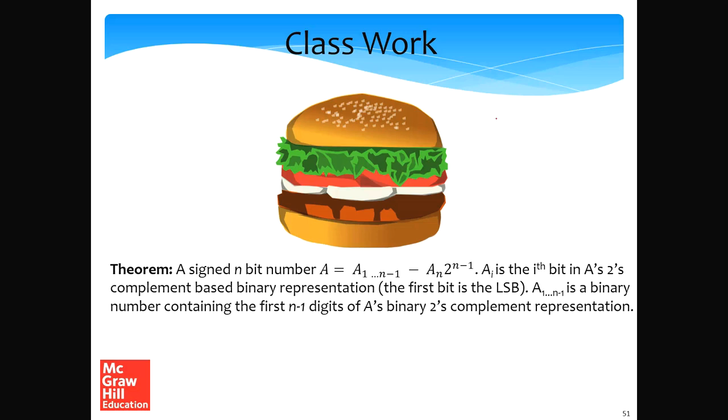So let's consider minus 4. So minus 4 is actually plus 12. So as per this theorem over here, A1 to n minus 1 is actually this number here, 100, which is plus 4. And so essentially minus 4 is equal to 4 minus 1 times, we are considering n as 4, a 4-bit number system, which is 4 minus 8.